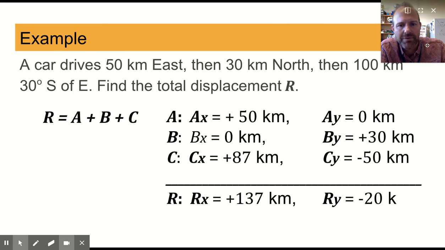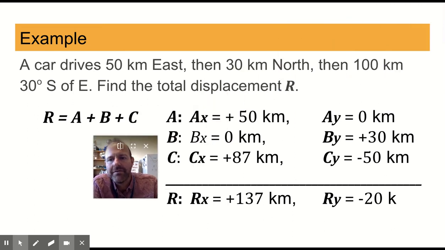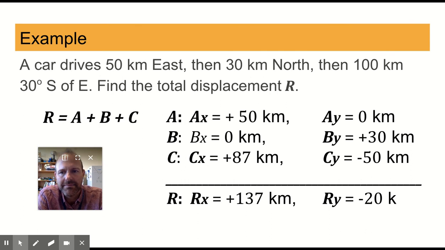So a little example here. If we have vectors A, B, and C, this is kind of a set of directions. You drive 50 kilometers east and 30 kilometers north, then 100 kilometers, 30 degrees south of east. We're going to find all the different pieces. You find the x components of A, B, and C, so that's positive 50, 0, and positive 87 kilometers. You find the y components of A, B, and C: 0 kilometers, positive 30 kilometers, and negative 50 kilometers. And then you add them each up.